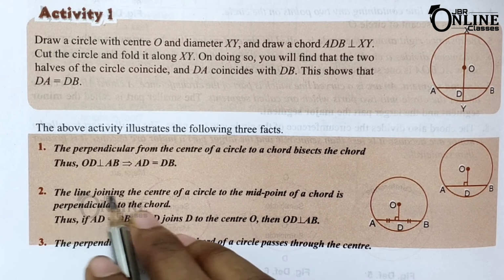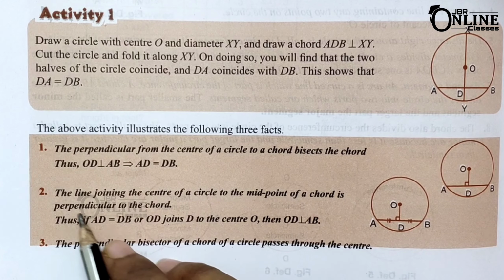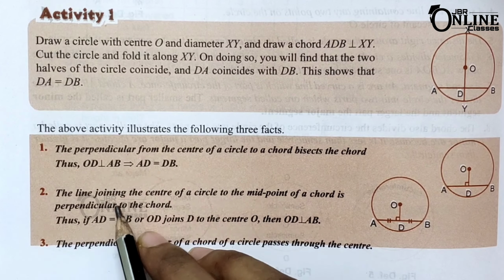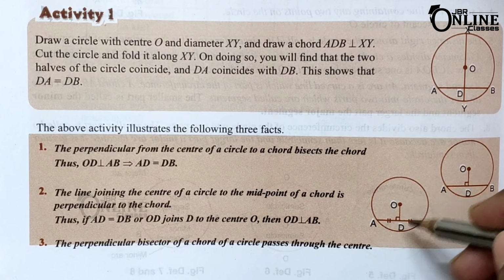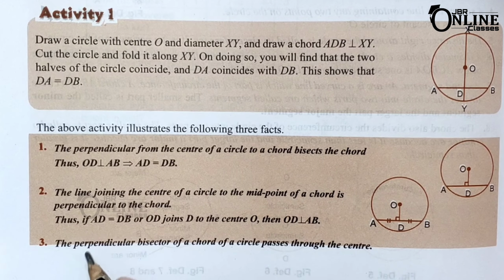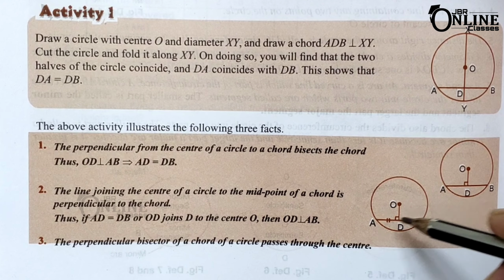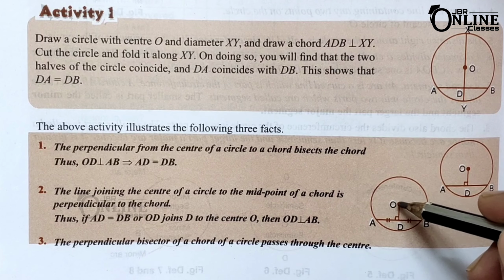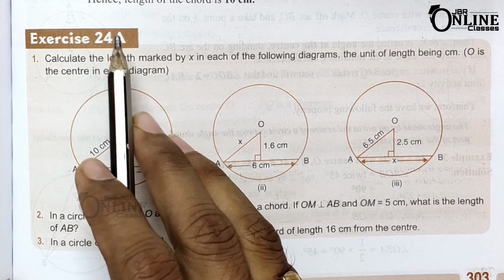Second, the line joining the center of a circle to the midpoint of the chord is perpendicular to the chord. This property and the first one are vice versa. If it's perpendicular, then it bisects the chord. If it bisects the chord, then it's perpendicular. Third, the perpendicular bisector of a chord of a circle passes through the center. If it is perpendicular and it bisects the chord, that means it passes through the center. Okay, so let's start exercise 24a.